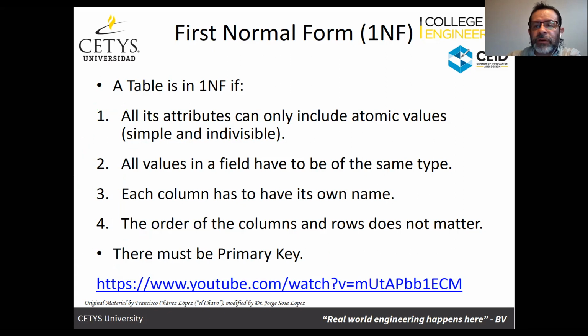Okay. Let's switch over here and let's watch a video. Let's watch a very short video that talks about the first normal form. Just verify that it's being opened and shared.